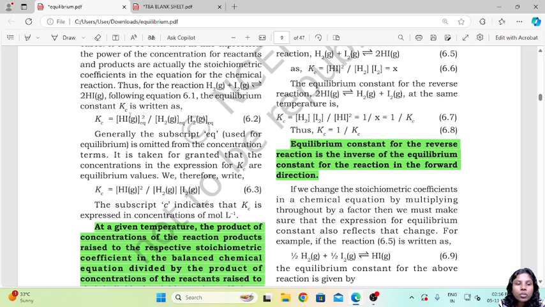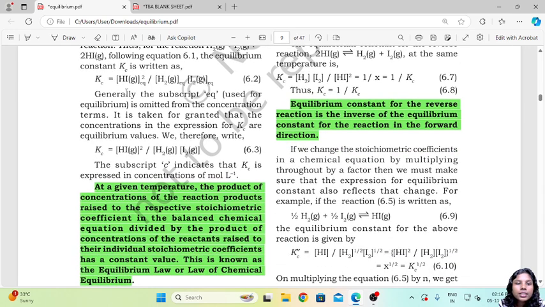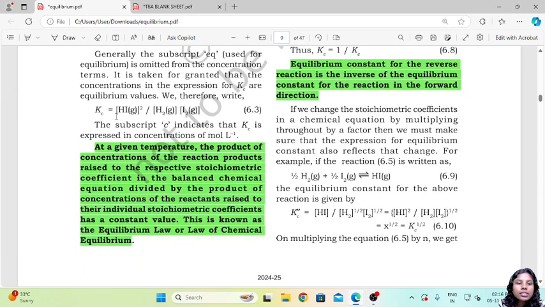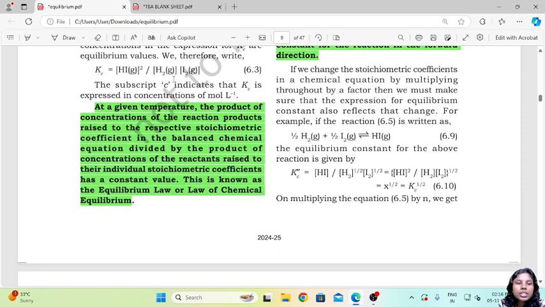Kc equals the square of the concentration of HI divided by the concentration of H2 into the concentration of I2. Generally the subscript that is there is omitted from the concentration terms. It is taken for granted that the concentrations in the expression for Kc are equilibrium values. We therefore write it as the concentration of HI squared upon that. The subscript c over here, this Kc having this subscript c, tells us that the expression is expressed in terms of concentrations, that is mol per liter.